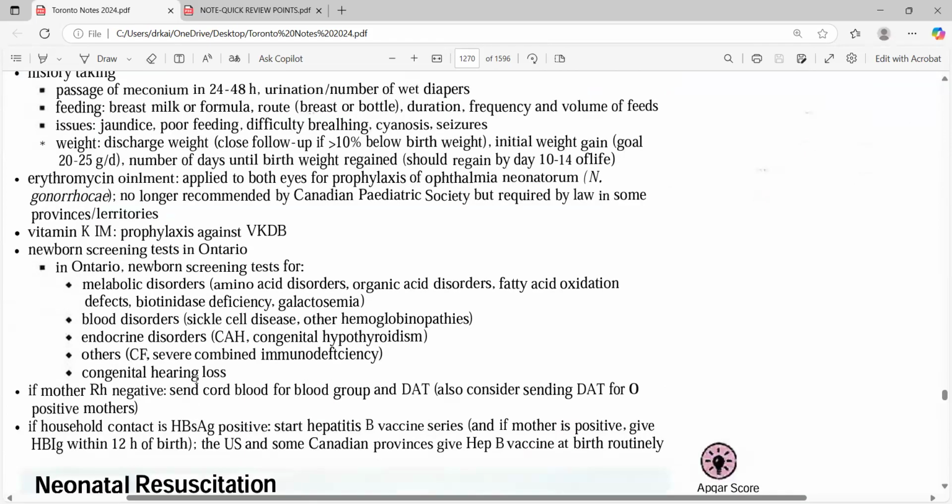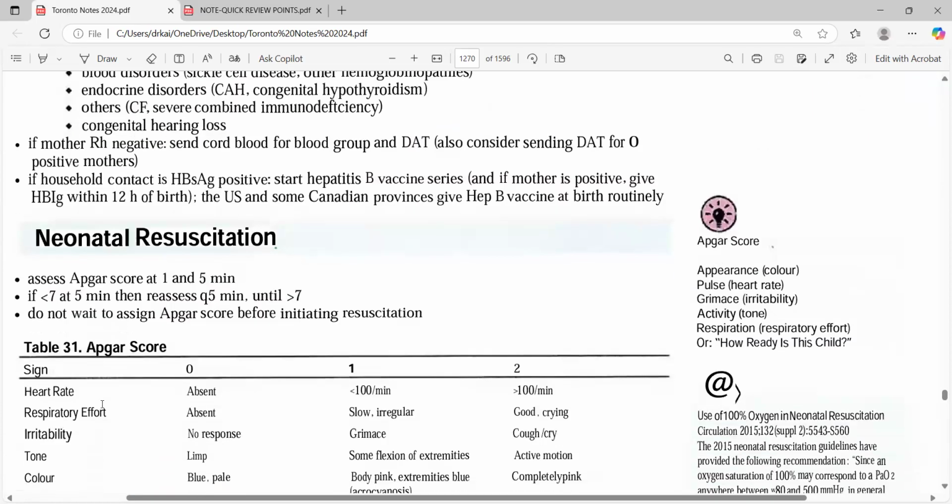So what was the test? I don't know, automated something. If the mother is Rh negative, in that case how do you give? Then, for a household contact of a hepatitis B positive person, start the hepatitis B vaccine series in that one.